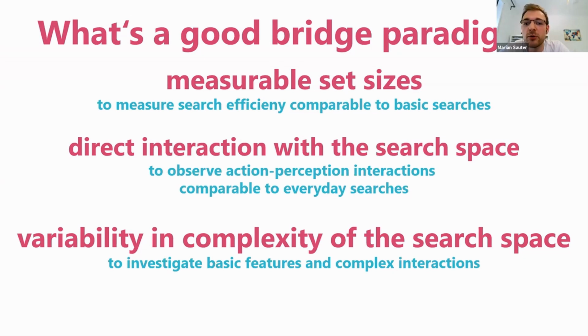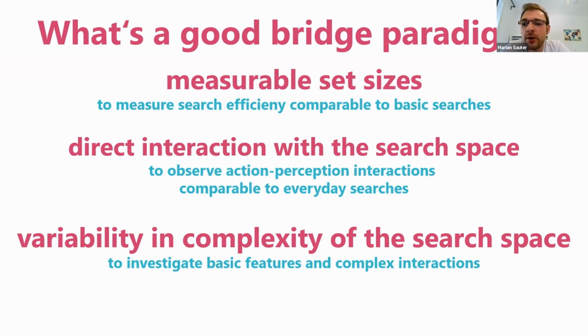So for example, we need measurable set sizes to measure search efficiency comparable to basic searches, because this is one of the prime determinants of how we measure efficiency in lab-based experiments. We need direct interaction with the search space to observe action-perception interactions and action-attention interactions comparable to how it is in everyday life. And we need variability in the complexity of the search space so that we can allow researching more basic connections and the complex part and interactions.